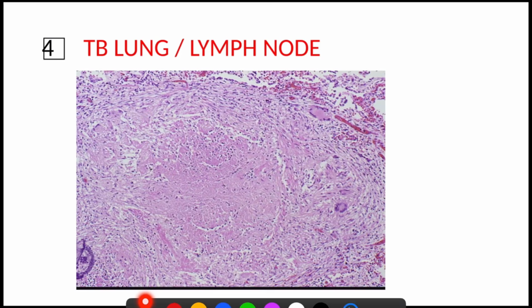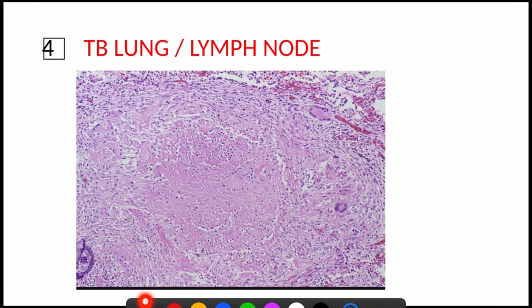So, first of all, under the 4x view, we have to identify whether this organ is lymph node, lung, or any other organ. So, here in this section, you can identify some of the alveoli visible here. So, this is a section of lung, but in 4x, in 10x or 40x, you can identify these are the giant cells. So multinucleated giant cells, these are the Langhans type of giant cells. And in the center, this is caseous necrosis.